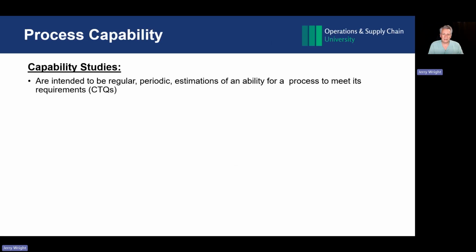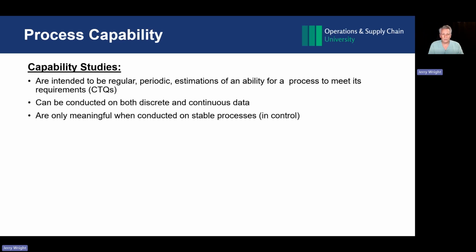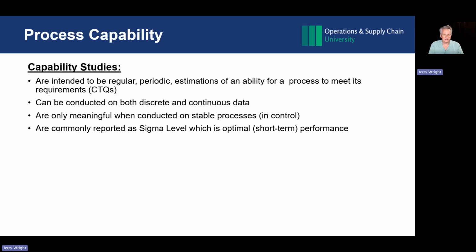So process capability studies are intended to be regular periodic estimations of an ability for a process to meet its requirements or its CTQs. It can be conducted on both discrete and continuous data. They're only meaningful when conducted on stable processes, meaning processes that are in control. They're within the upper and lower control limits. And remember, control limits are different than specification limits.